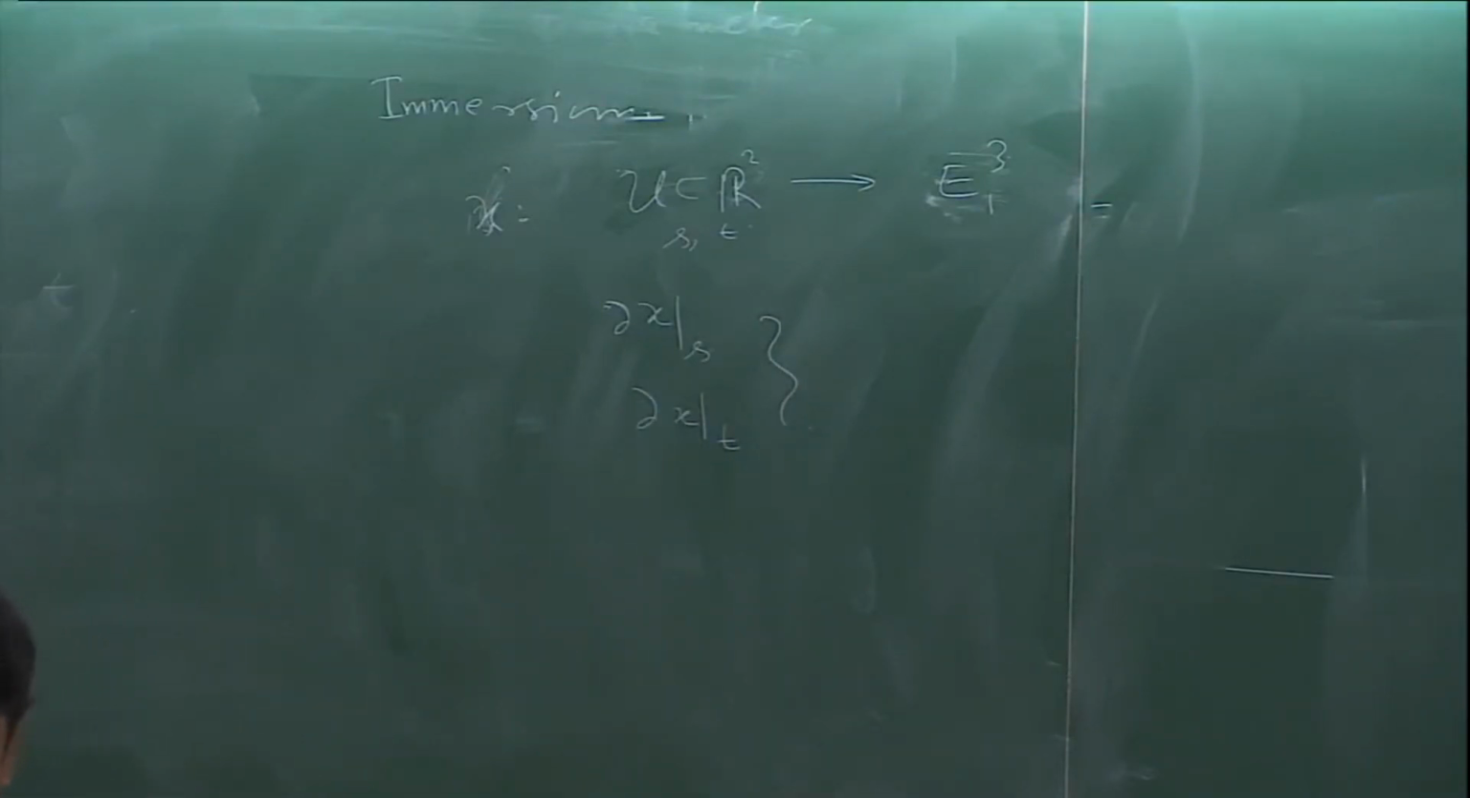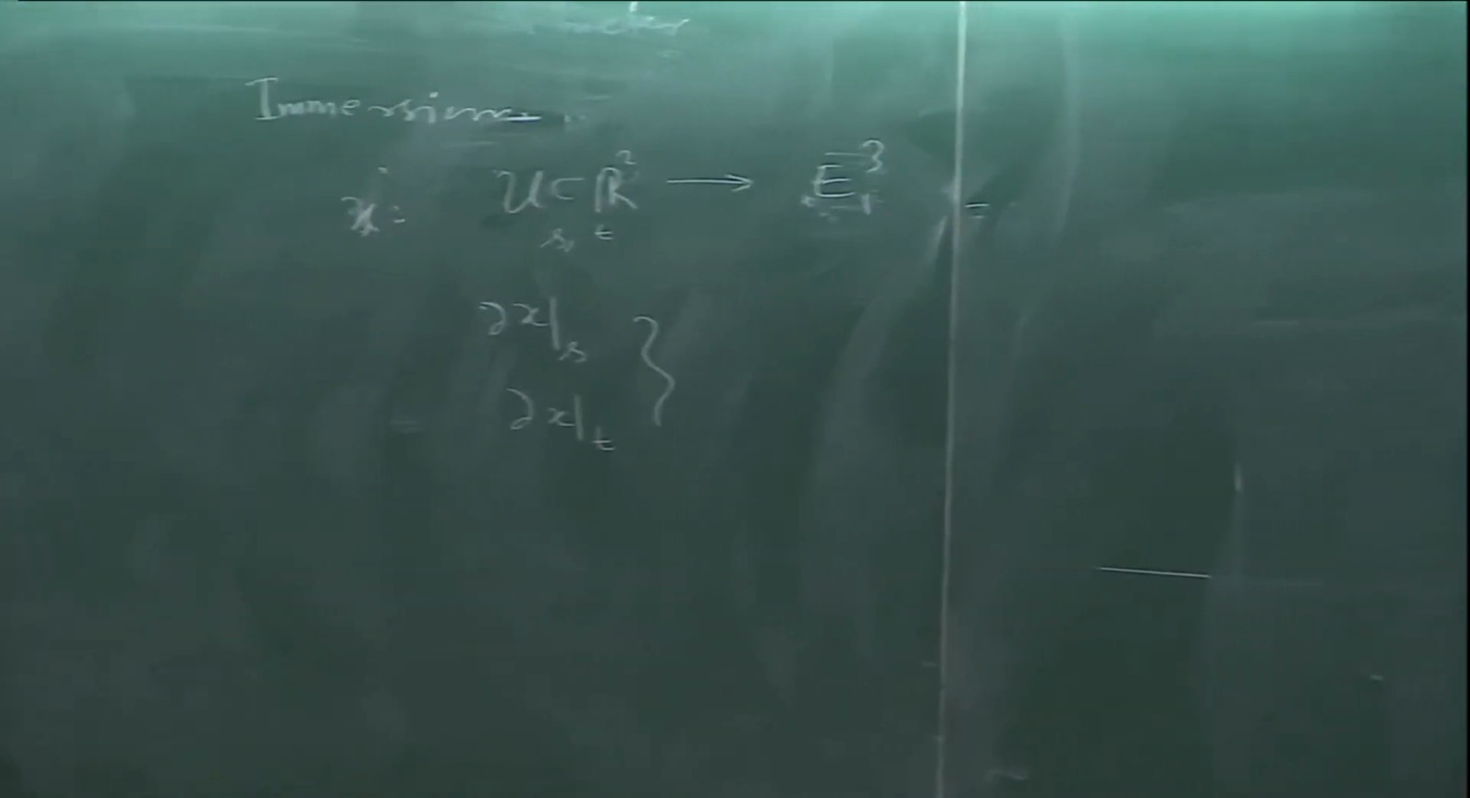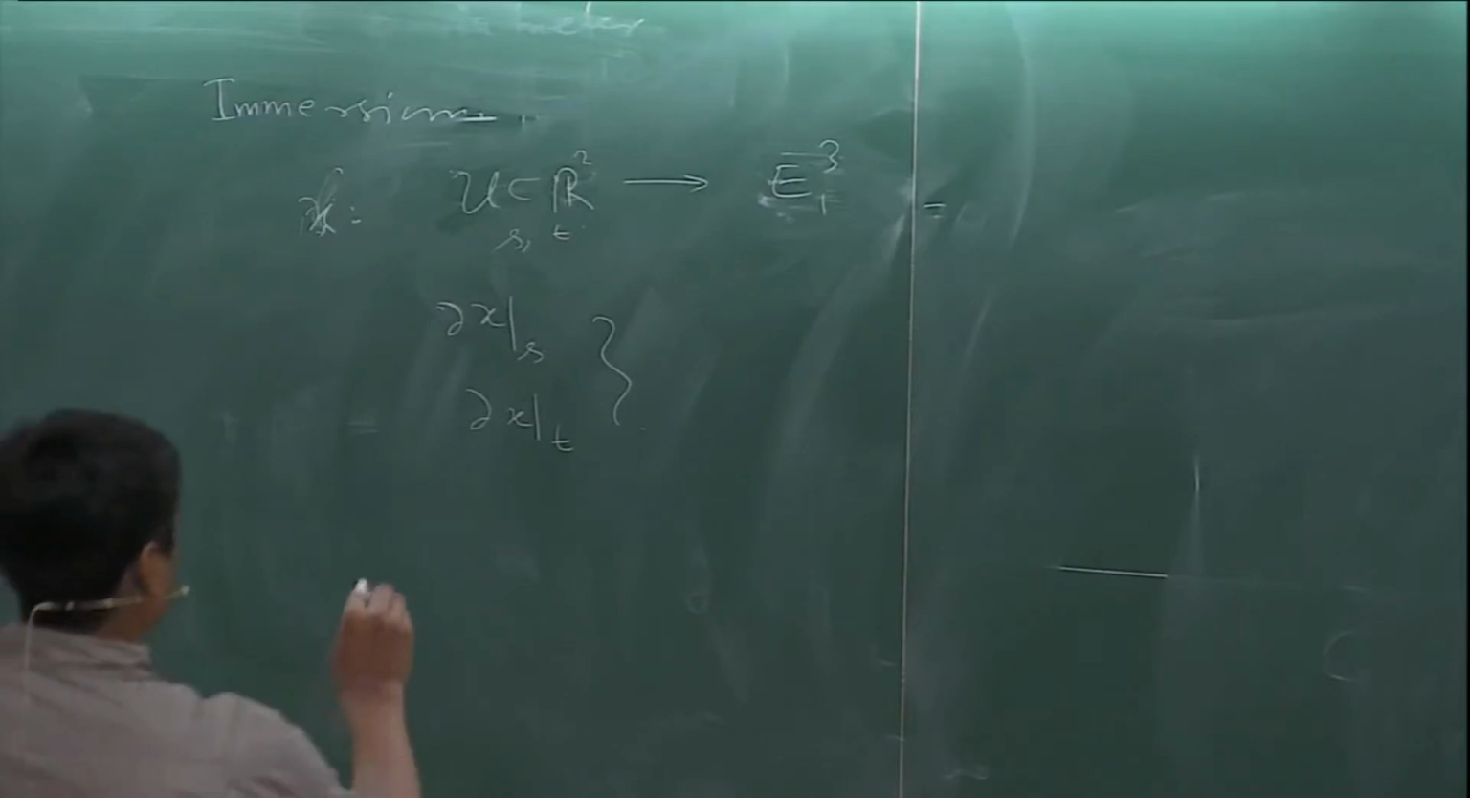That is immersion. X is any map. I'm talking about the partial derivatives. I'm taking a smooth map, but it may not be injective. We don't need to talk about del x by del s and del x by del t separately. So an immersion may not be an injective map.